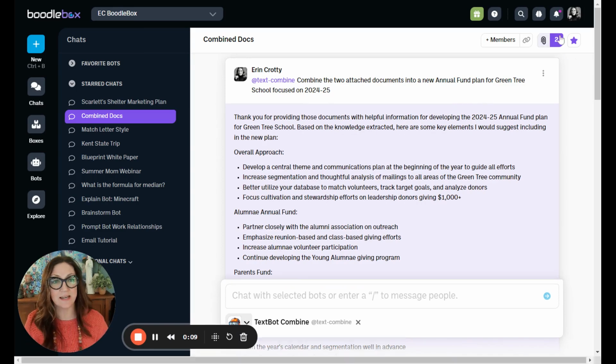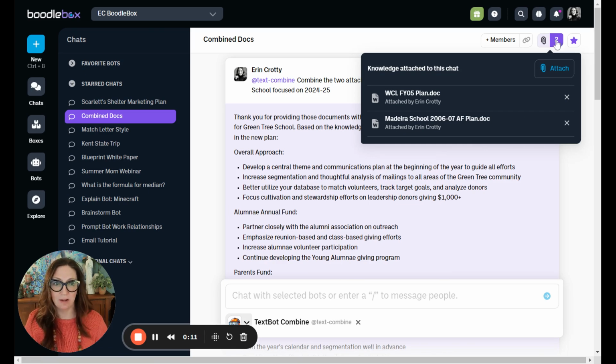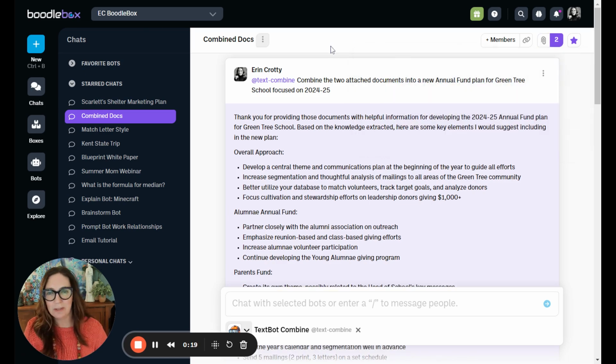First thing you need to do is attach your knowledge. You can attach knowledge to a chat right here up by this little paperclip. I've already gone ahead and done that for the purposes of our conversation today. I attached 2 old annual fund plans so that I could put them together to make up a new plan.